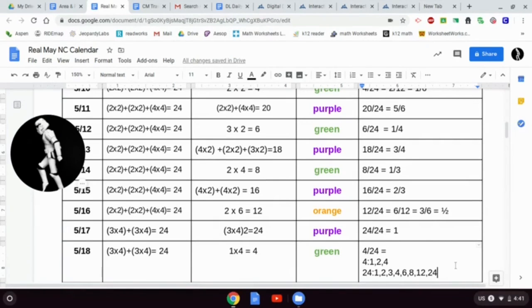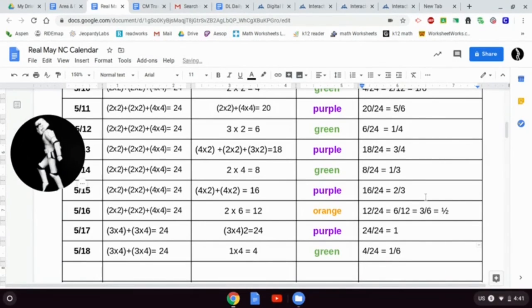Take a moment, look at it, it's staring you in the face. It's the number 4. 4 divided by 4 is 1. 24 divided by 4 is 6. Because 4 times 6 makes 24. Hey, that's a unit fraction, everybody. What is 4 24ths equivalent to? Well, it's equivalent to 1/6.